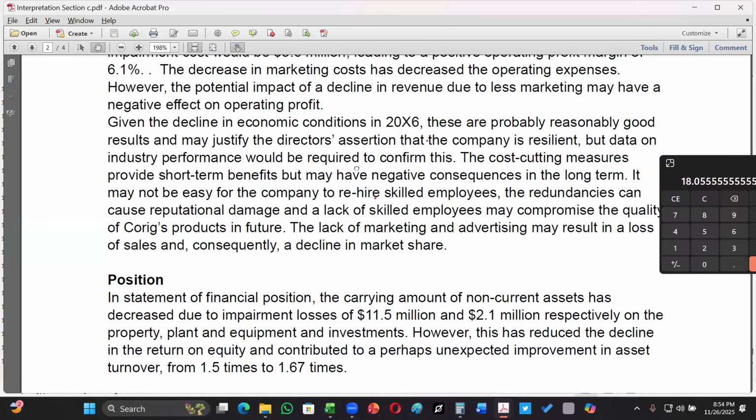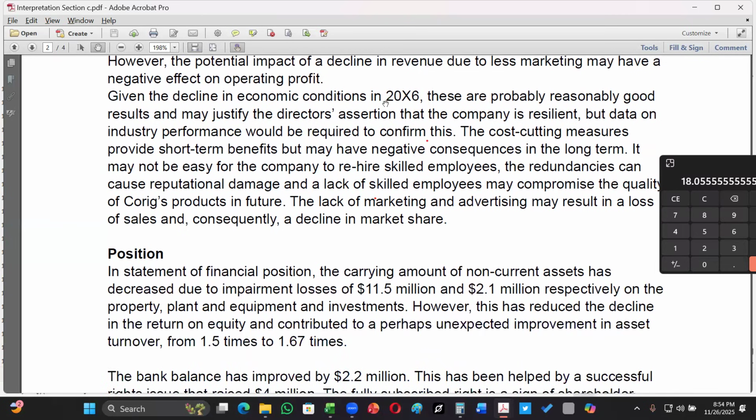So if we move on, given the decline in the economic conditions in 2086, these are probably reasonably good results and may justify the director's assertion that the company is resilient, but data on industry performance would be required to confirm this. Now we're talking about the limitations of ratio analysis. If we were provided with information related to the competitors, we would have better analyzed the situation. Right now, we could just say, considering the poor economic condition, things seem good.